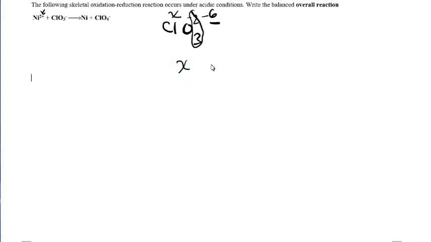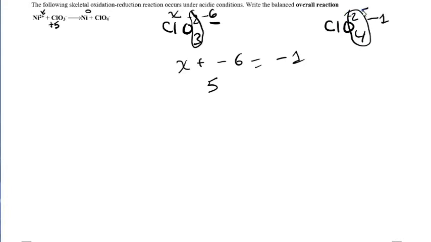So we're just going to set up an equation. X plus -6 equals -1. Notice that X has to be 5 in order for this equation to be true. So therefore, chlorine is going to be +5. So we're going to say that chlorine here is +5, and oxygen is obviously -2, overall -6. Notice that nickel on the product side is 0. There is no charge. Now if we look at perchlorate, overall charge is -1, oxygen is -2, overall is -8 for oxygen. So X plus -8 equals -1, therefore X has to be 7.